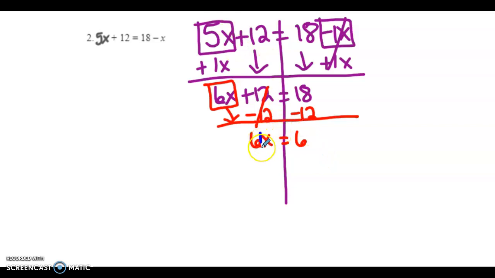Remember, I'm still trying to get the x by itself. Right now, I need to get rid of this 6. And since I have 6 times x, the opposite would be to divide. So I'm going to divide each side by 6. That would cancel. And 6 divided by 6 is 1. That should be my solution.